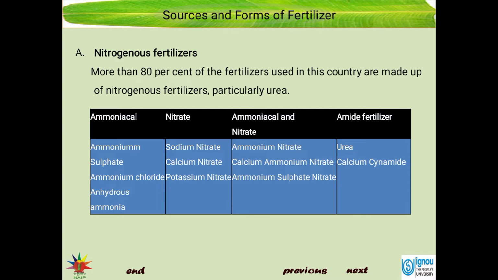Then the last important nitrogenous fertilizer is the amide fertilizer, which is used in this country in large amounts. Examples are urea and calcium cyanamide. This nitrogenous fertilizer contains the nitrogen in the amide form, so it is called amide fertilizer. Examples are urea and calcium cyanamide.